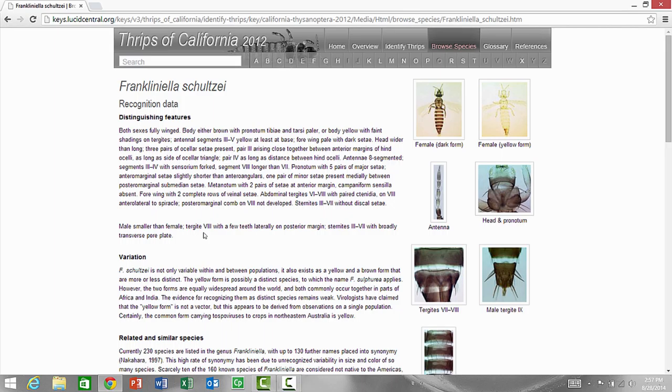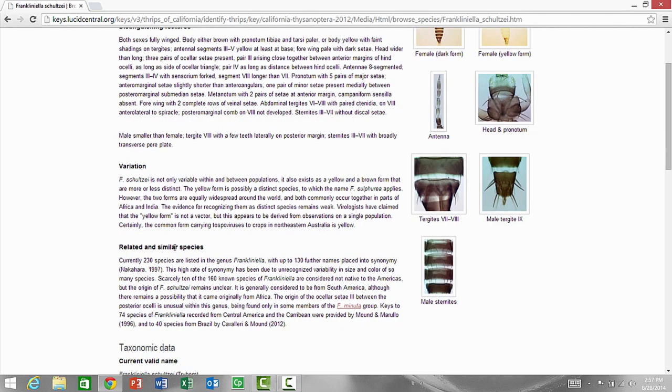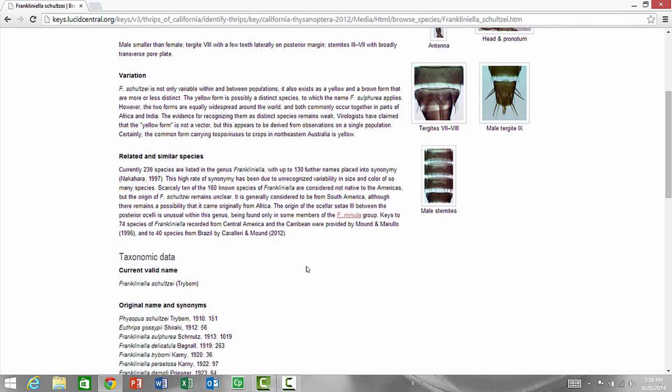And you can see that it says the male is smaller than female, tergite 8 with a few teeth laterally, sternites 3 through 7 with broadly transverse pore plate. Under variation, there's some very significant information about this species. It says that Frankliniella schultzei is not only variable within and between populations, it also exists as a yellow and a brown form that are more or less distinct. The yellow form is possibly even a distinct species, to which the name Frankliniella sulphurea applies. There's information here on related and similar species.